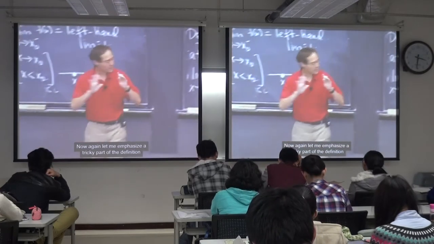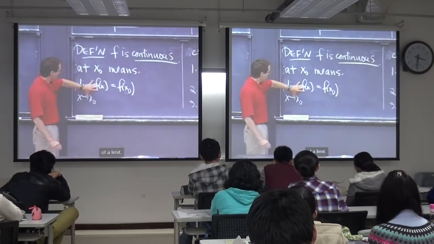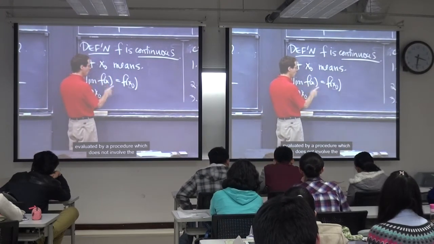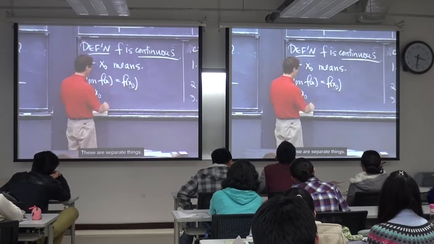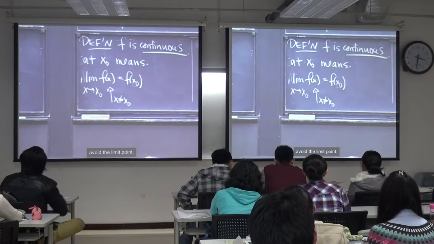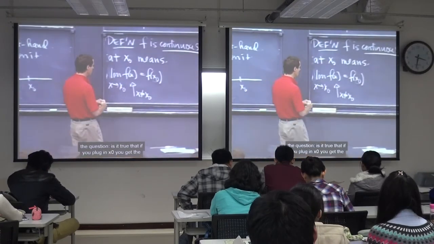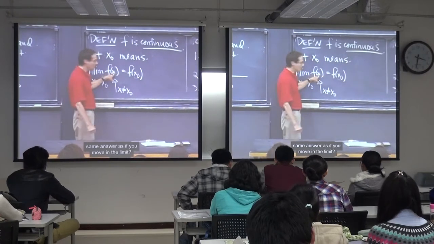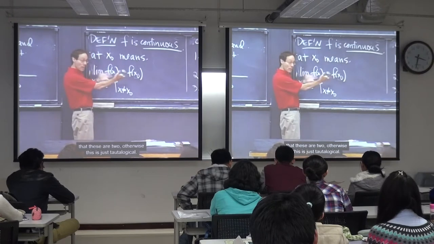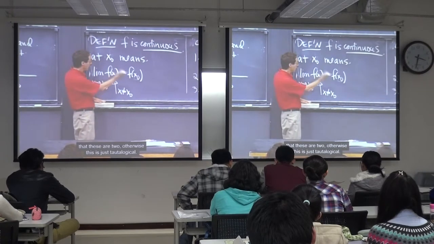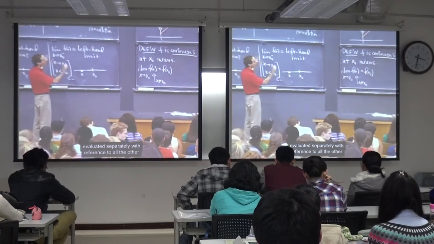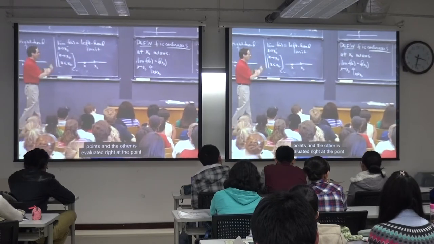Now, again, let me emphasize a tricky part of the definition of a limit. The left-hand side is completely independent, evaluated by a procedure which does not involve the right-hand side. These are separate things. To evaluate a limit, you always avoid the limit point. So that's, if you like, a paradox, because the question is: is it true that if you plug in x0, you get the same answer as if you move in the limit? That's the issue we're considering here. We have to make that distinction, otherwise this is just tautological. It doesn't have any meaning. But in fact, it does have meaning because one thing is evaluated separately with reference to all the other points, and the other is evaluated right at the point in question.